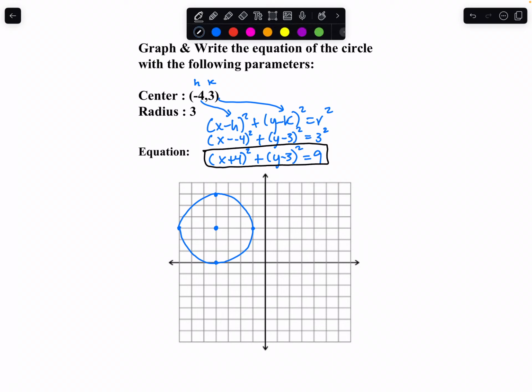Notice how when we look at the h and k values, they will always end up switching to the opposite value. If it's a positive number, it'll change to negative, and if it's a negative number, it changes to positive. And then the radius will always be squared, as you can see here. Let's try another example.